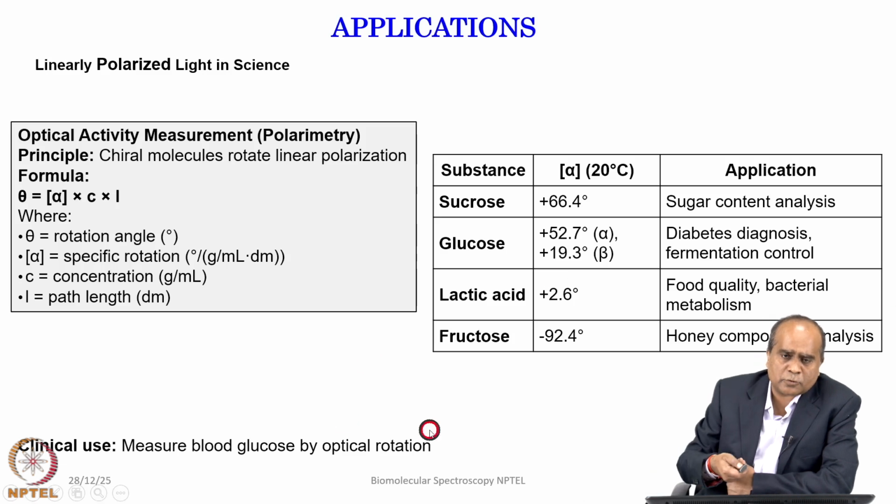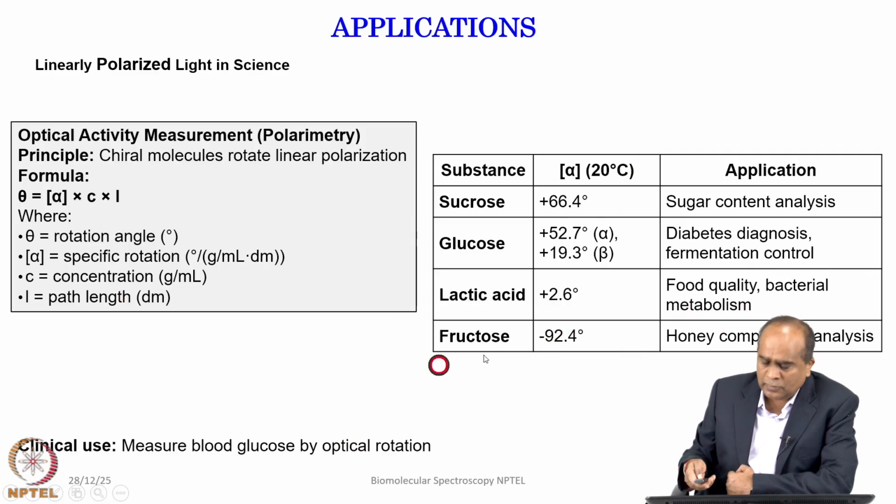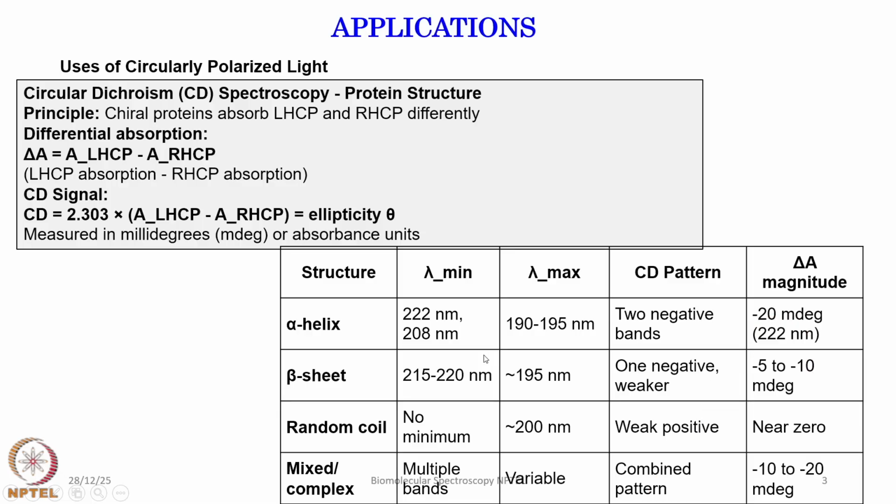There are some spectroscopic techniques, and one is as simple as this linearly polarized light based polarimeter. One can measure the component. You can have a clinical use of this by measuring blood glucose by optical rotation. So, in food, in industry, in beverages, even in clinics, you have the use of linearly polarized light. And circularly polarized light, we already discussed, is about protein structure.